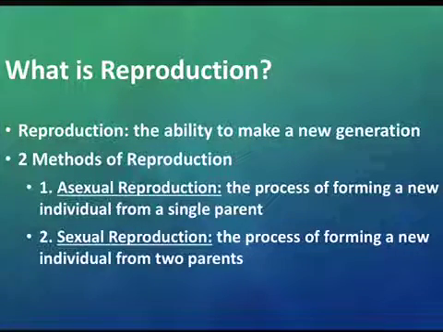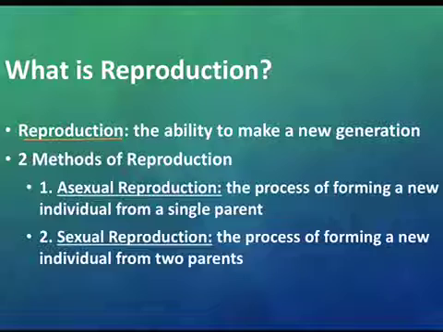In this video, we're going to look at the two different forms of reproduction, sexual and asexual reproduction. So reproduction is the ability to make a new generation, and that leads to the two methods of reproduction. We can have asexual reproduction, and this is the process of forming a new individual from a single or only one parent, where sexual reproduction is the process of forming a new individual from two parents.